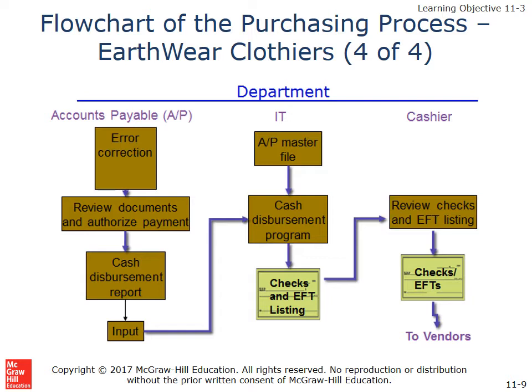Once the voucher packet is looked at, it's authorized to be paid. It is then paid, and authorized signers will ultimately sign the checks and send them out, the cashier in this case. And these are the different departments, as you saw across the top, responsible for the different activities. We want to make sure we know that, especially when we're determining separation of duties.